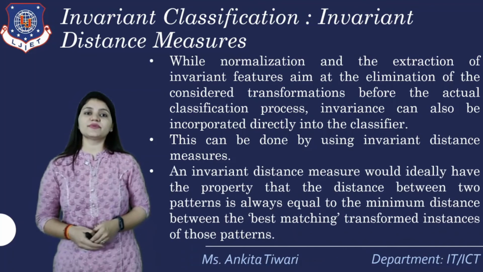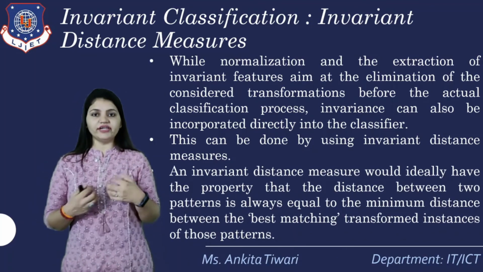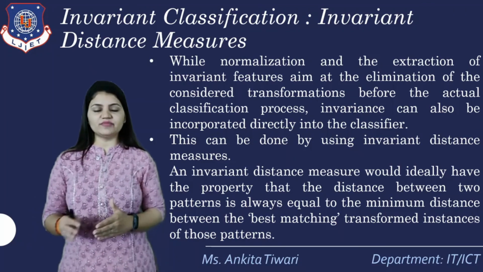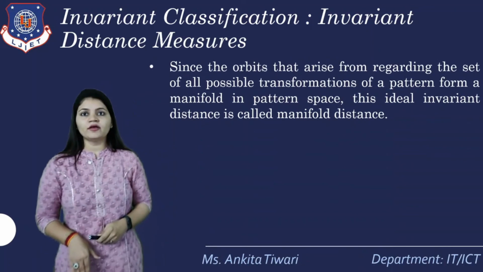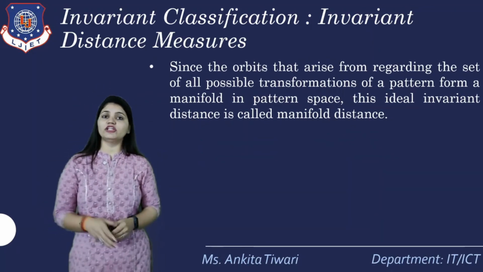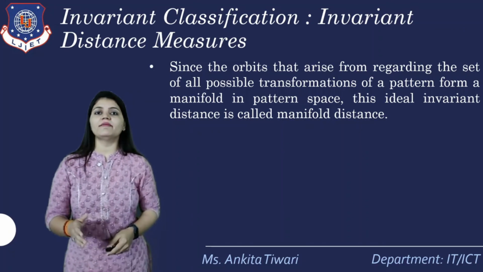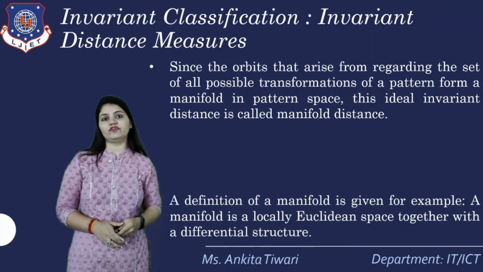So an invariant distance measure would ideally have the property that the distance between the two patterns that we are taking into consideration is always equal to the minimum distance between the best matching transformed instances of those patterns. Since the orbits that arise from the regarded transformations, that is the set of all possible transformations for a particular pattern, form a manifold in the pattern space, this ideal invariant distance is called manifold distance.